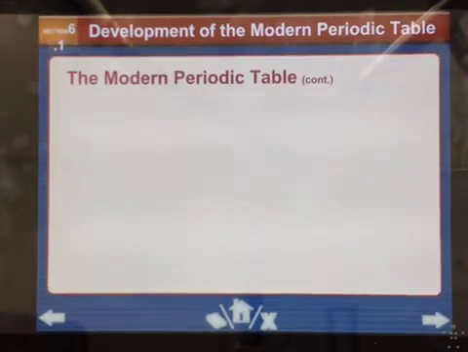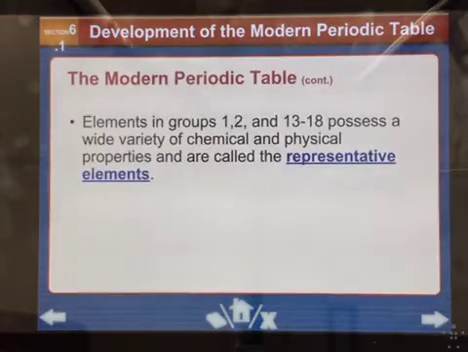So now that we have the different types of elements present on the periodic table, we're going to break it down into its two major categories. The first one is called the representative elements, and they are the ones that are in groups 1, 2, and 13 through 18, which I'm glad that they put it this way on the notes, because if you look up at our periodic table, all of those columns are numbered in that way.